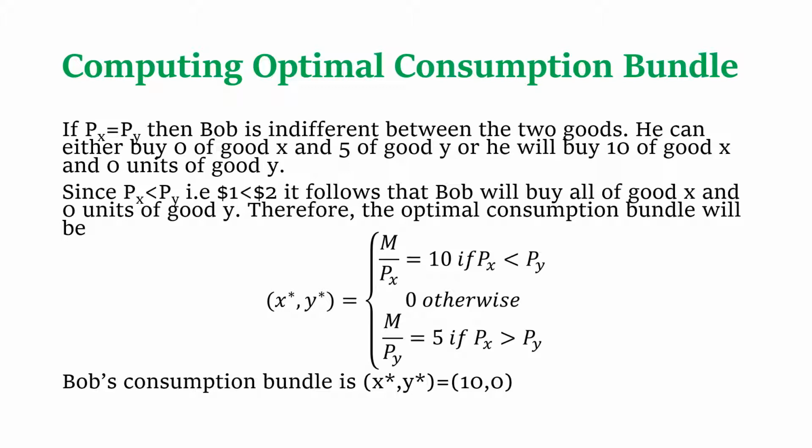You look at the price of the goods. If the price of good 1 is smaller than the price of good 2, then the optimal bundle will be all of good 1 and none of good 2. Simple. If the price of good 2 is smaller than the price of good 1, then the consumer is going to buy everything, all of good 2 and none of good 1, right? So in that case, it's going to be M over P2. Got it?